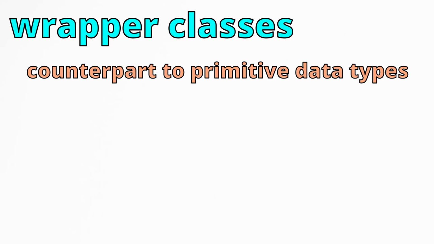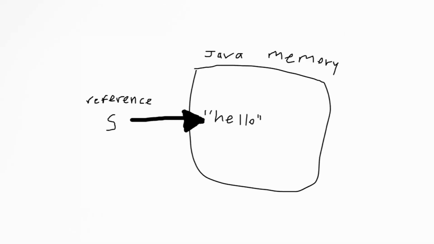Now, how do we make array lists full of ints and doubles and chars and all of our wonderful primitive data types if Java says that we can't? We can use things called wrapper classes. Wrapper classes are kind of like the counterparts to primitive data types. What they do is they wrap a primitive data type in an object. Like if we had a string s that equals hello, s itself is just a reference pointing to hello in Java's memory. It's the same thing for wrapper classes.